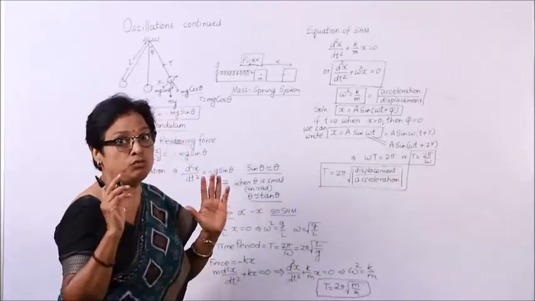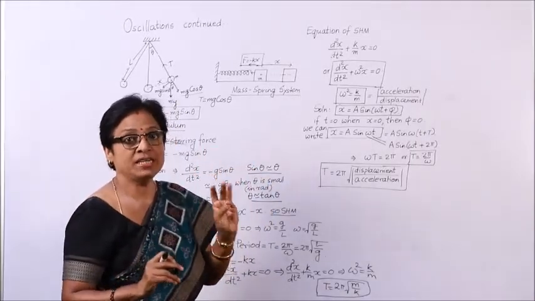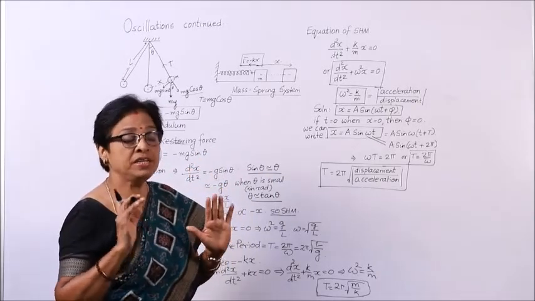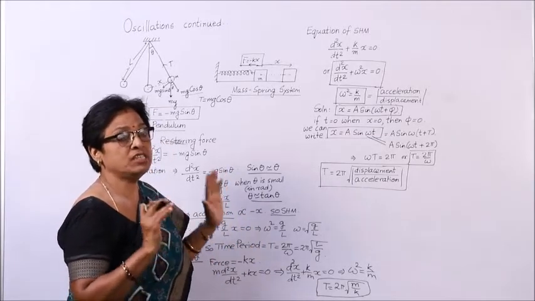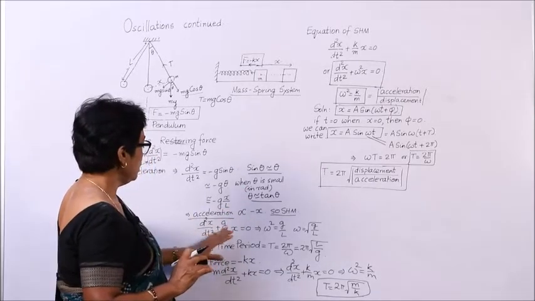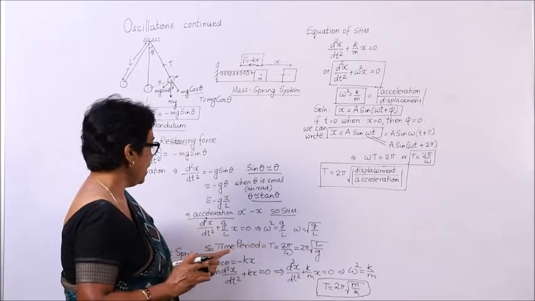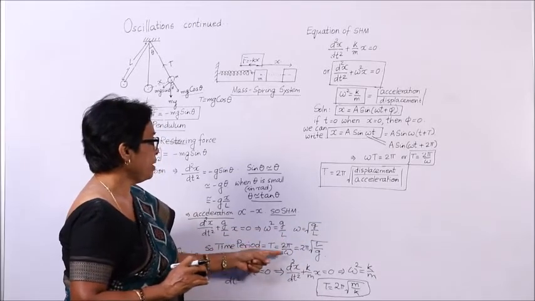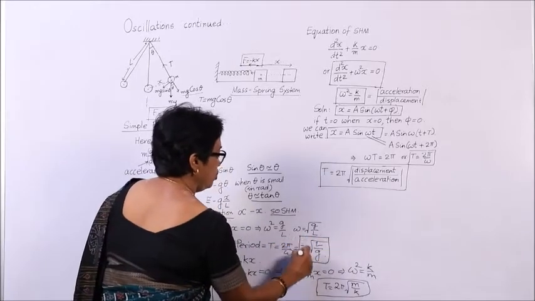So, all the four requirements, periodic, oscillatory, proportional to the displacement and directed towards the mean position, all these four things have been satisfied by this motion. So, this simple pendulum motion is simple harmonic. And hence, we can find out omega square, which is g by L, so omega is root over g by L. And time period is 2 pi by omega, you put it and you get the time period of the simple pendulum.